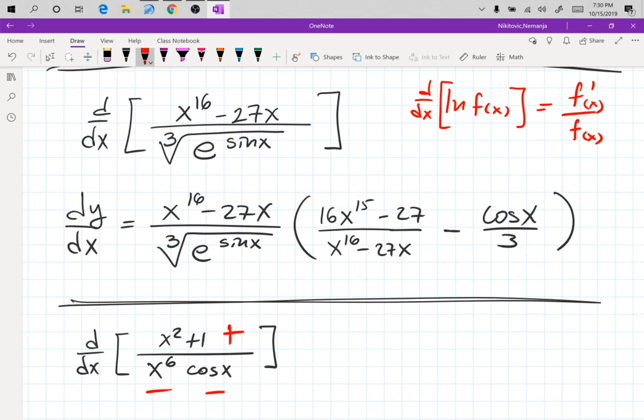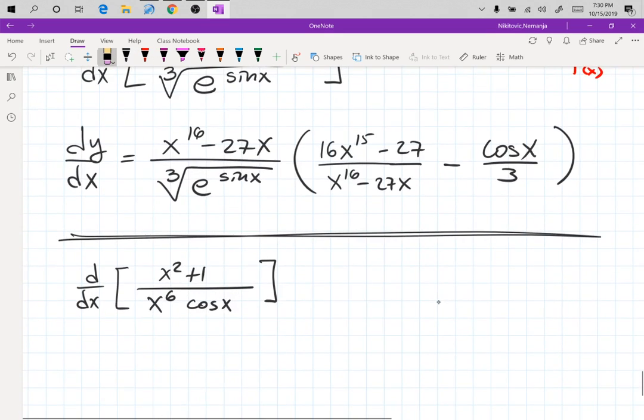So your terms for the parenthesis of the answer are going to be plus, minus, minus, because you have two factors that are in the denominator. If this x to the 6 is on top, then you have plus, plus, and then cosine is a minus, because it's the denominator, right? So every factor that is in the denominator gets a minus, and every factor that is in the numerator gets a plus.